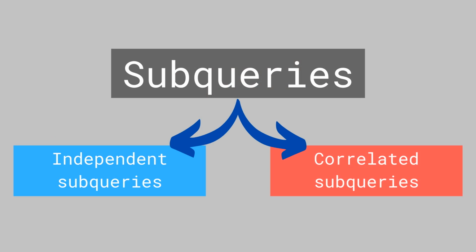Correlated subqueries, on the other hand, are always dependent on the main clause. In other words, you can't run a subquery without the main query. The database will simply return an error.